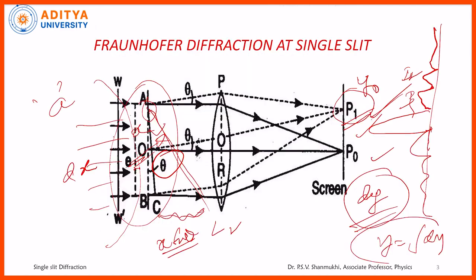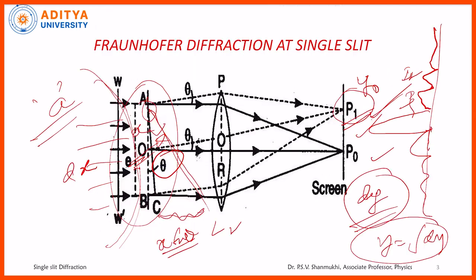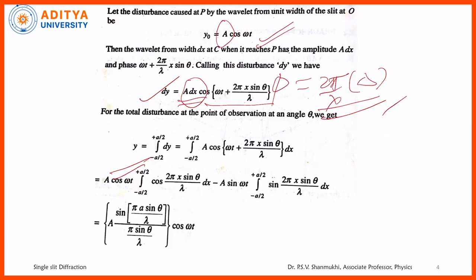I want to get the total displacement due to the entire wavefront. What is the total displacement? Y is equal to integral dy. So the same thing is written here. What are the integration limits? Actually the width of this slit is given by small a. So I divide this into minus a by 2 to plus a by 2. Automatically the limits are integral minus a by 2 to plus a by 2 of dy. So again, what is dy? a dx cos(omega t plus 2 pi by lambda x sin theta). Same thing is written here.